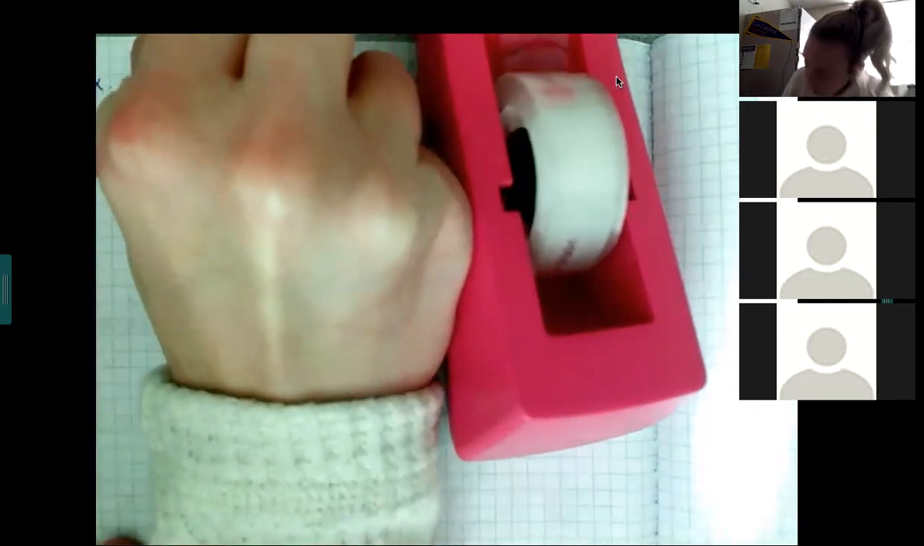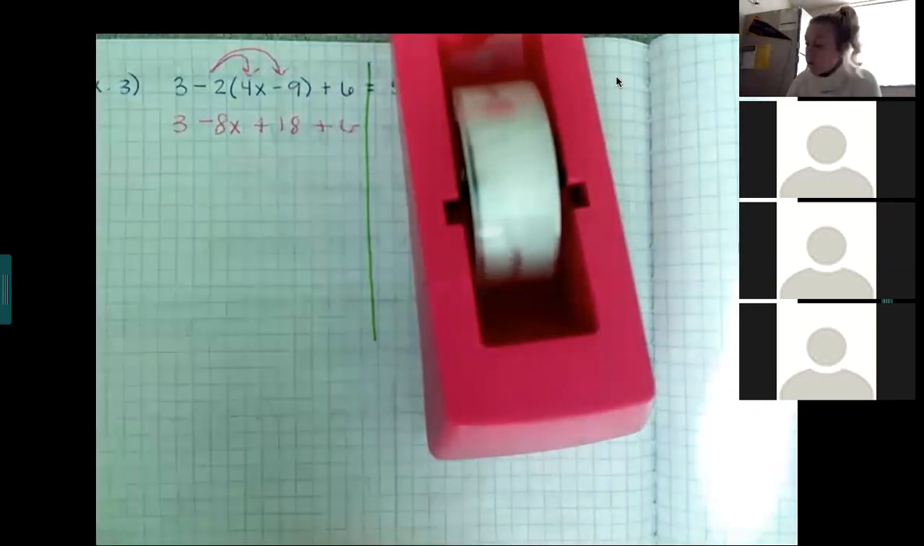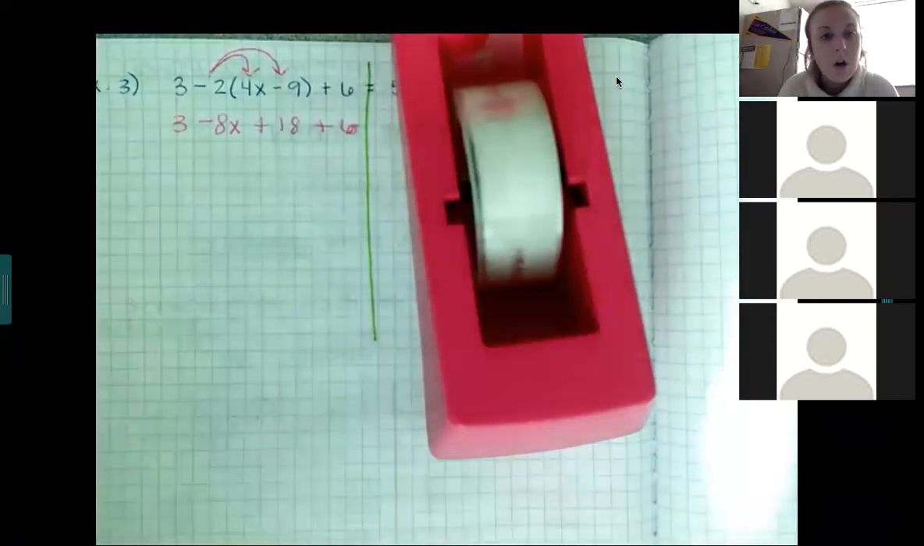Very good. I'm running out of room because I got this tape thing over here. Okay, if it's okay with y'all, I'm going to keep simplifying on the left side because I see some stuff I can put together. What about y'all?